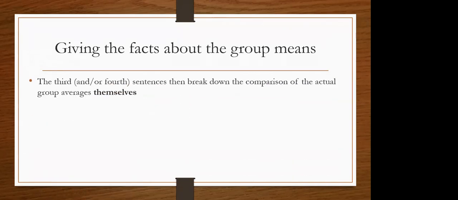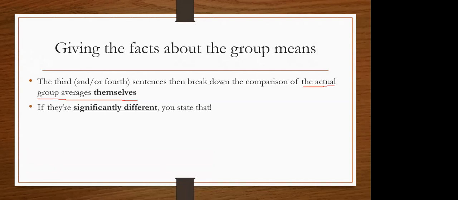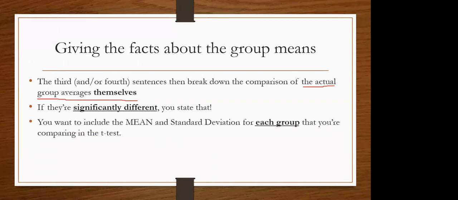And the third, and a lot of times maybe there's a fourth sentence, but they break down the comparison of the actual group averages. Up until this point, we have set the stage of what we're doing. We have told them what we found. And now we're going to break down the actual averages. If they are significantly different, you want to state that. You always are going to include the mean and the standard deviation for each group that you're comparing in the t-test. How many groups are there going to be? There's going to be 2.